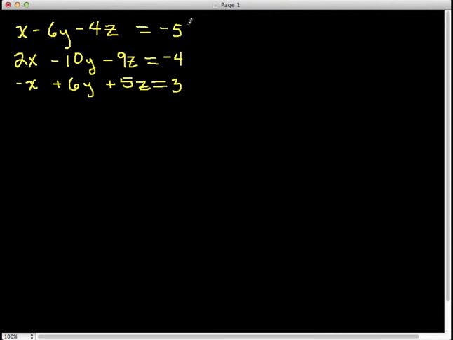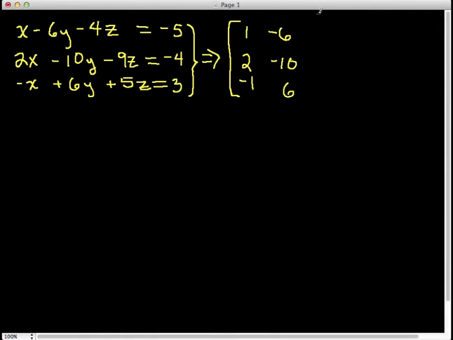And so what we do is, just like in class, we're going to convert this into a nice augmented matrix in the usual way. So just to remind you how that goes, we store the coefficients for x in the first column. And so just pulling those out, I just see these numbers. Then we go to the second column and we collect the coefficients of the second variable, y in this case, and I have these, -6, -10, and 6. And then the z coefficients go in this third column, -4, -9, and 5.